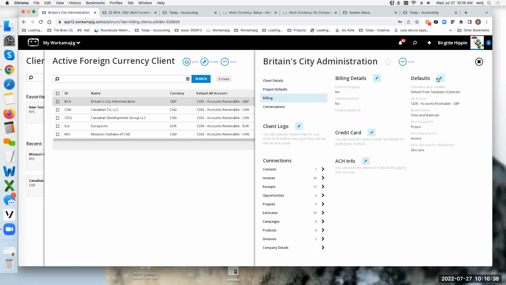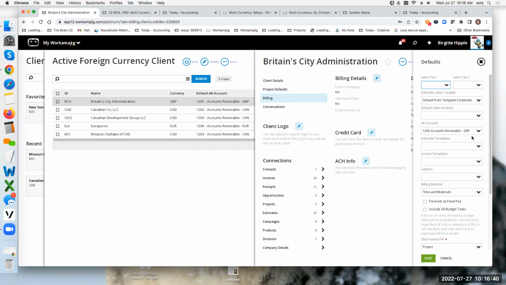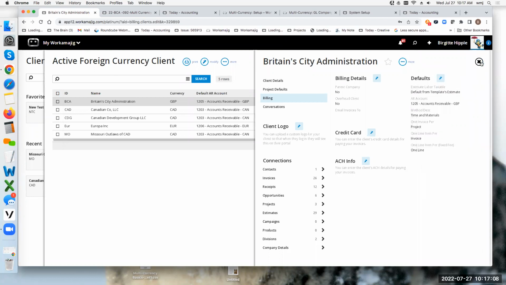And then under billing, this is where I would set the accounts receivable account. I need my accounts receivable account to match the currency of my invoice. So that must be a one-for-one match. The currency on this accounts receivable is the same as the currency on my project. So when my client invoice goes out, the currency on that accounts receivable account matches the currency on the project.